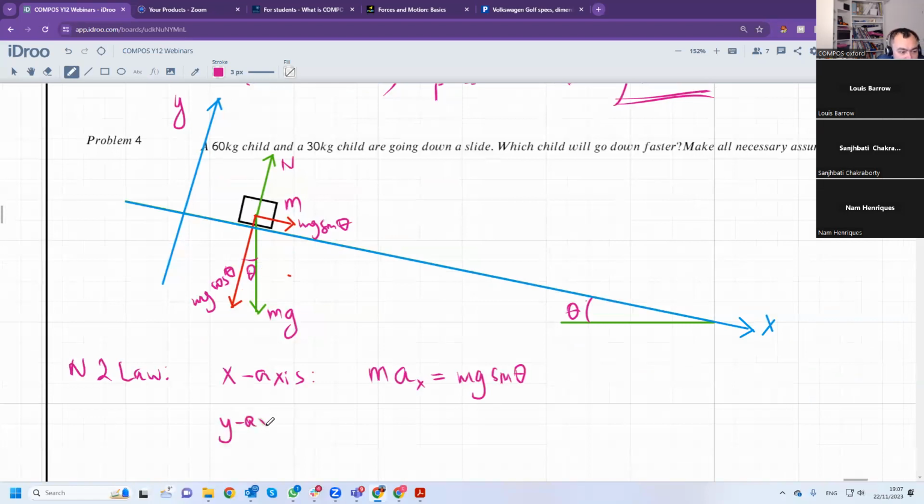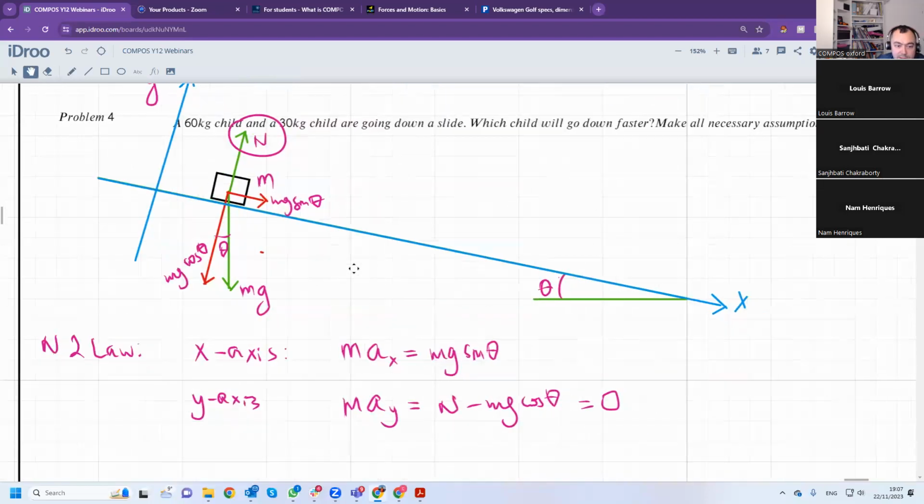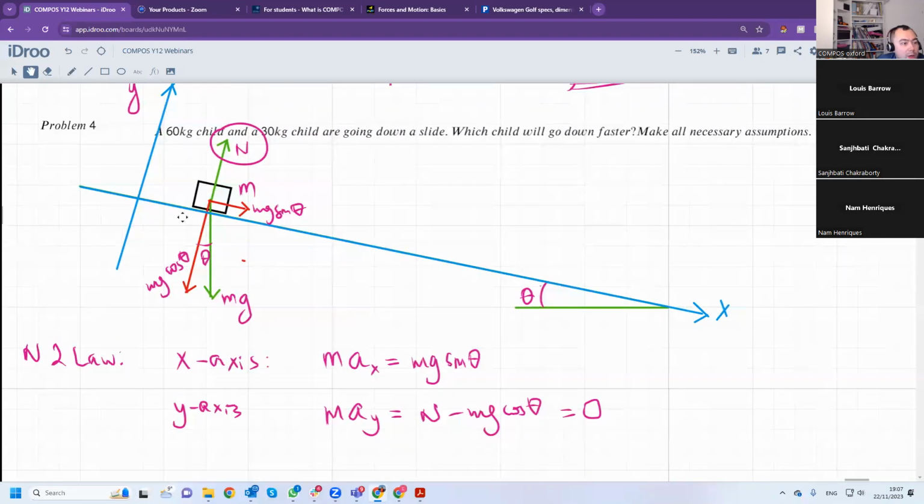And for the y-axis, mass times acceleration in the y direction is equal to the forces upwards minus forces downwards, so N minus mg cos theta. And the acceleration in the y direction is 0. Oh yes, there is friction, of course. There is a friction force. And because they are going down a slide, we can safely say that the friction force is mu N.